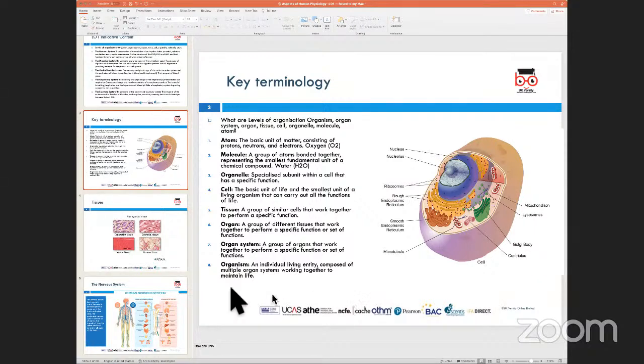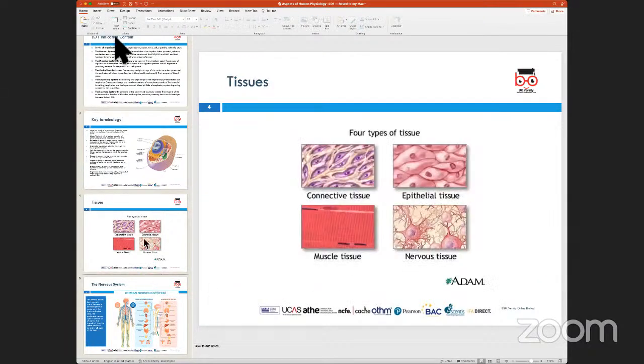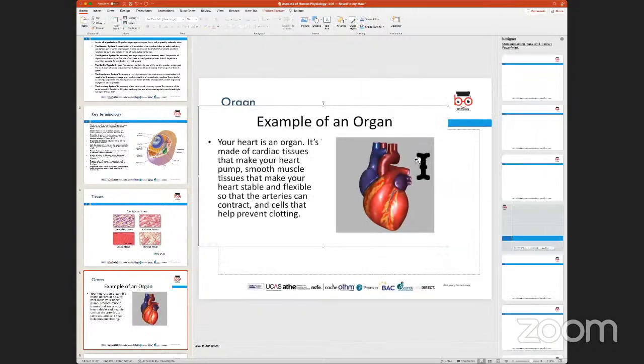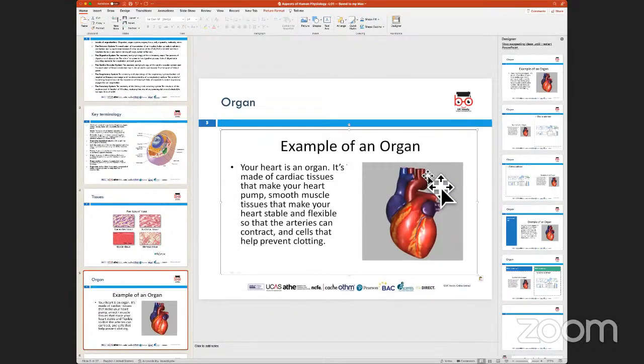Now, when we talk about an organ, and when we talk about an organ system, let's look at a particular example of an organ which everybody can relate to, and I'll put a picture here, which is an example of an organ, which is the heart.